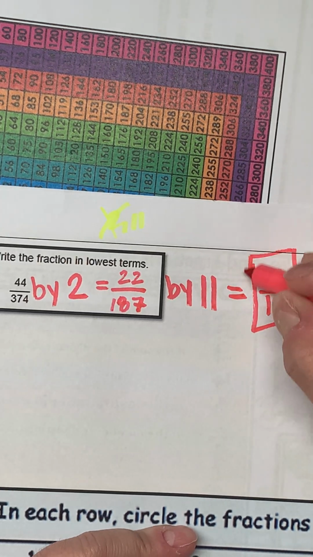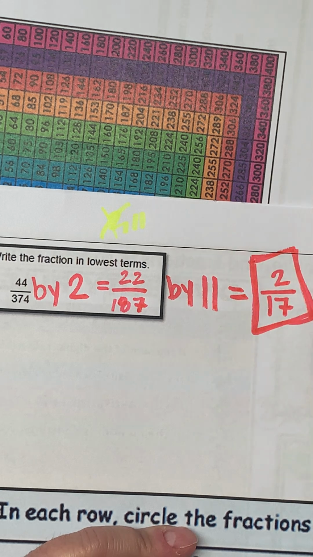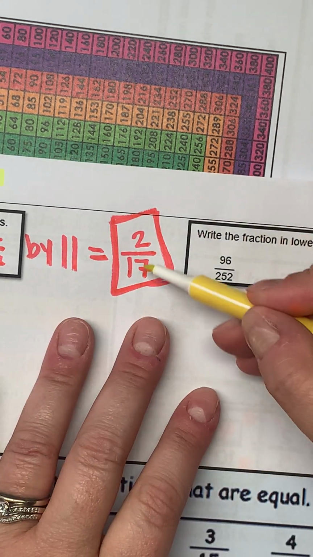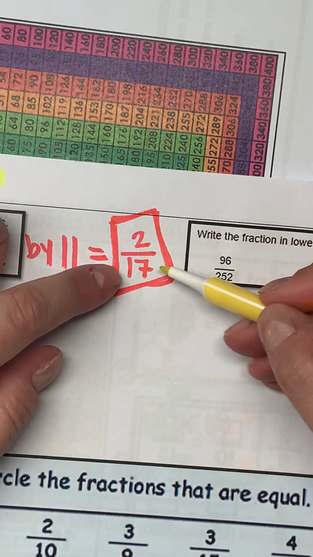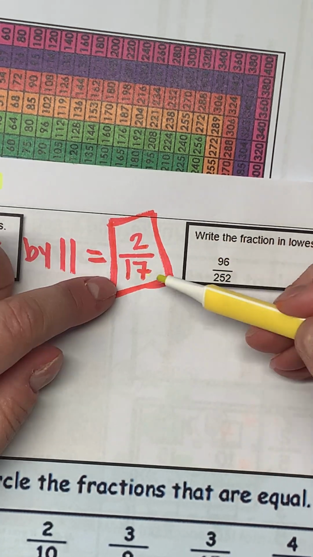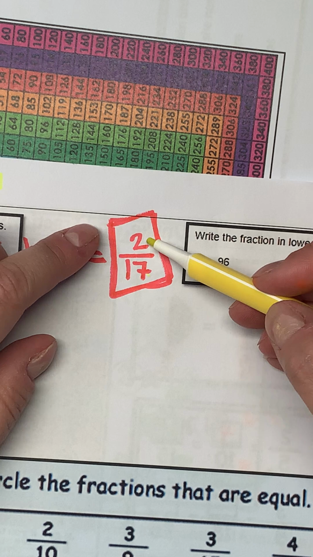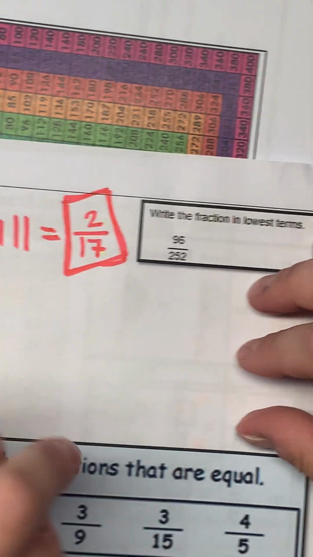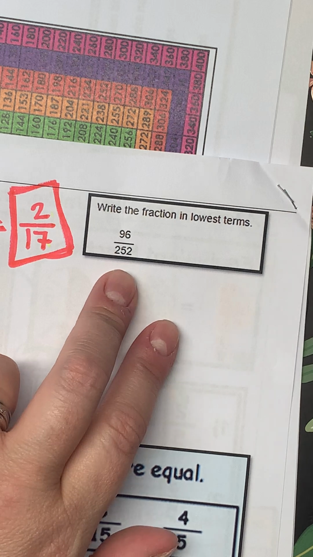So, hey, there's our lowest terms. And we know it's our lowest terms when there's nothing else in common. So, I cannot divide 17 by 2. So that means I know I can stop. Okay, let's look at this next sucker.